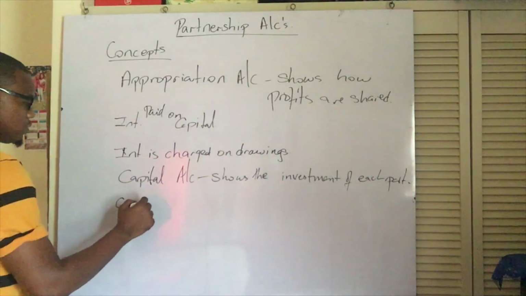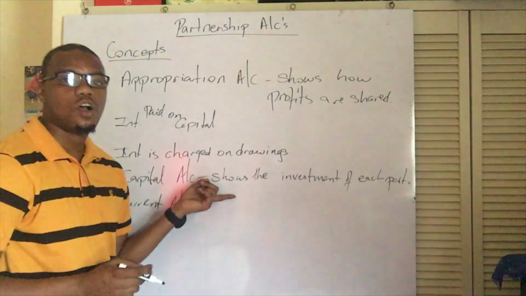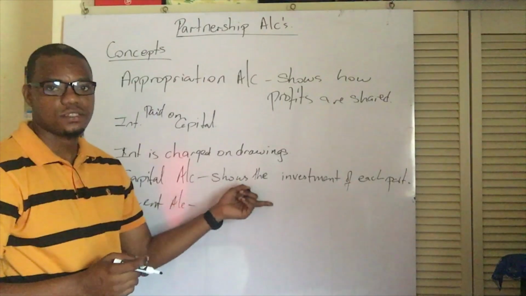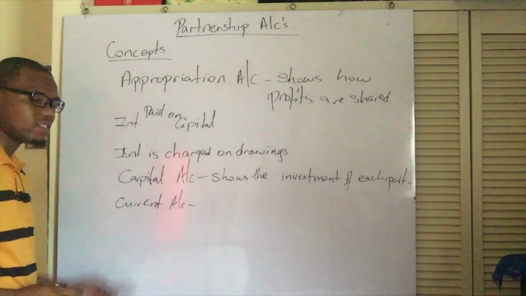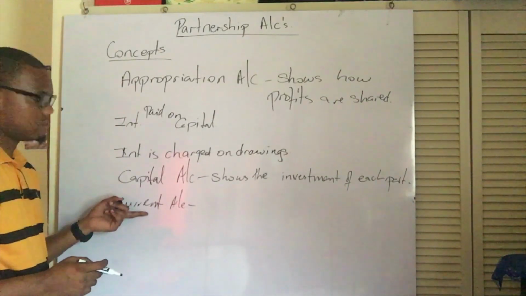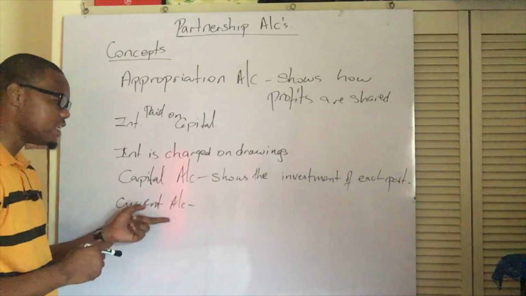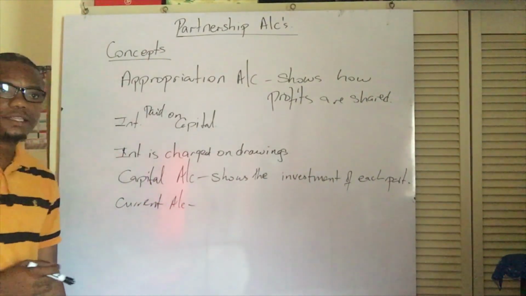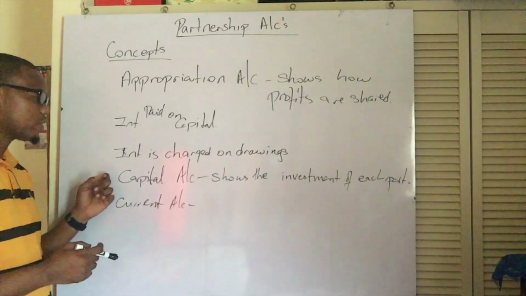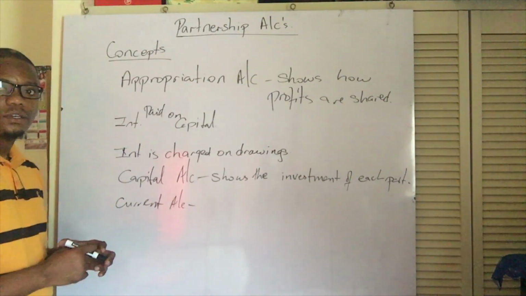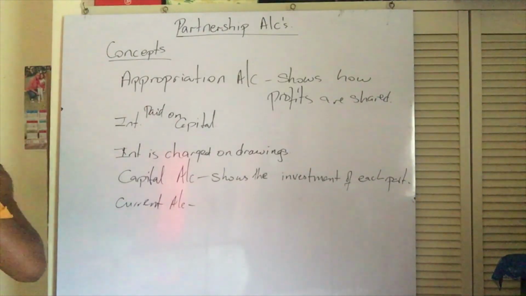Then you have the current account. The capital account, by the way, always remains constant, always remains fixed. As a matter of fact, they do call it the fixed capital account. But the current account, as the name states, is kept current. So it constantly changes. It shows the partner's everyday dealings with the business. So the current account will change, while the capital account will remain constant. These are the basic concepts that you need to know about partnership accounting.